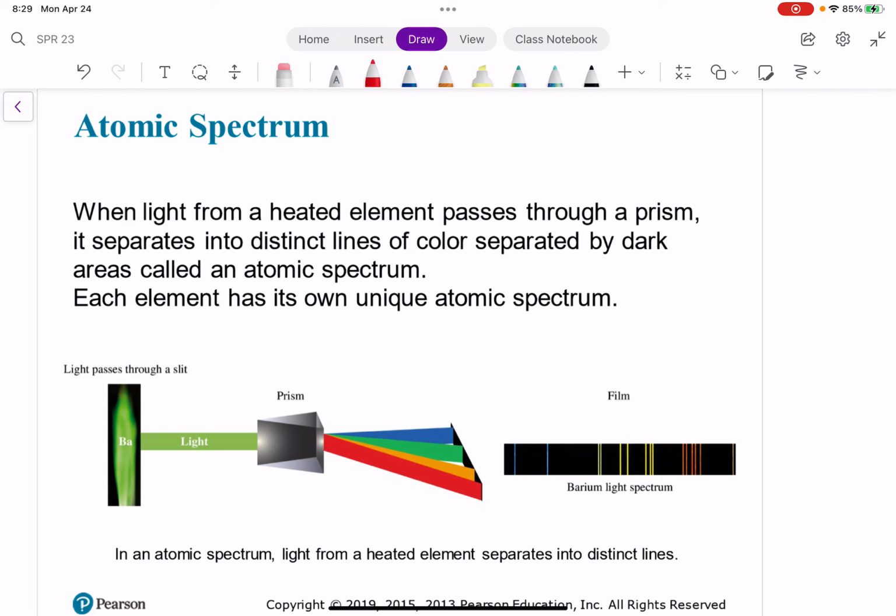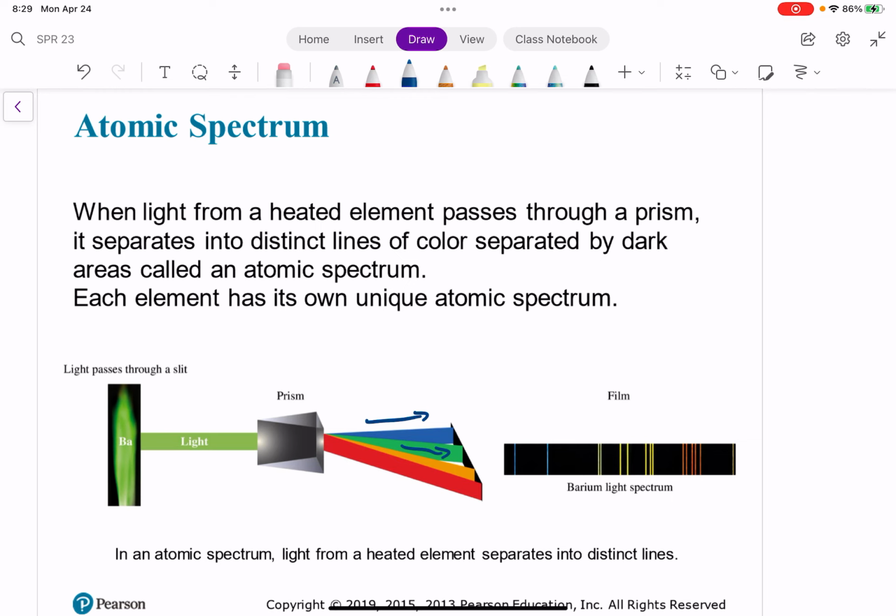Atomic spectrum. I like to think of a real world example. I don't know if you've ever looked at a prism before, or maybe you've seen that Pink Floyd album cover that looks kind of like that. That's what it always makes me think of. But when light goes through a prism, the light is bent so that you can see the individual wavelengths of light for these different colors.